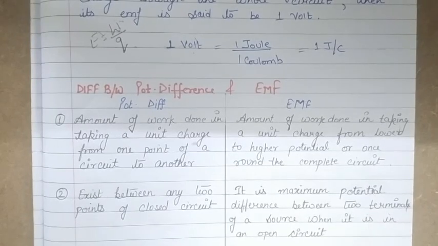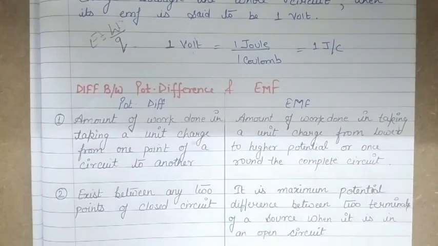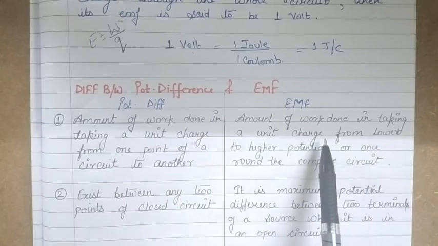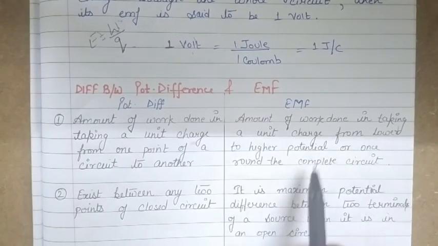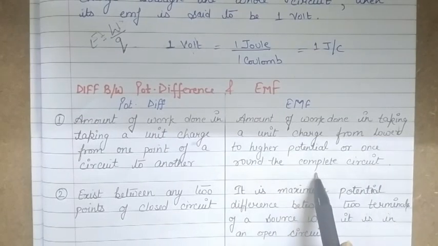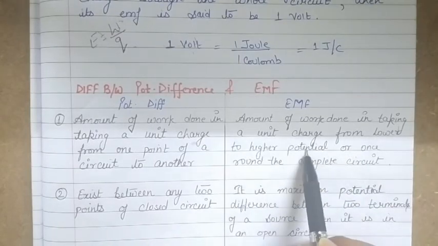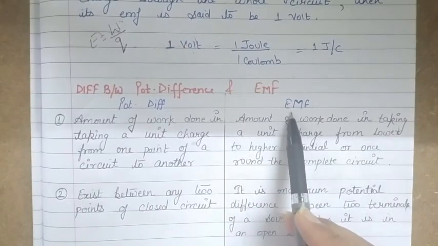The first major difference between the two is, EMF is, as we have studied in the definition, the work done in taking a unit charge from lower to higher potential or one complete round throughout the circuit. EMF में हमें या तो पूरा एक सर्किट का कंप्लीट राउंड करना है या फिर चार्ज को लोअर पोटेंशियल से हायर पोटेंशियल पे लेकर जाना है, उतने में जितना वर्क डन पर यूनिट चार्ज होगा that will be EMF.